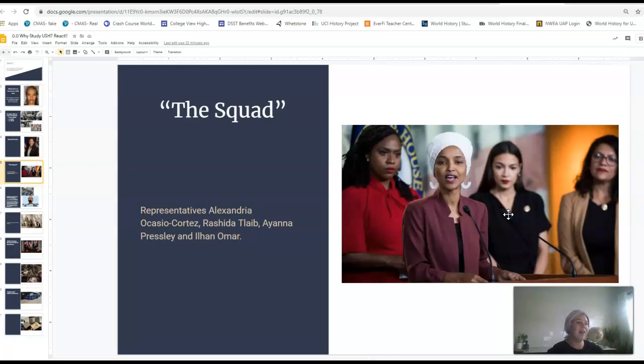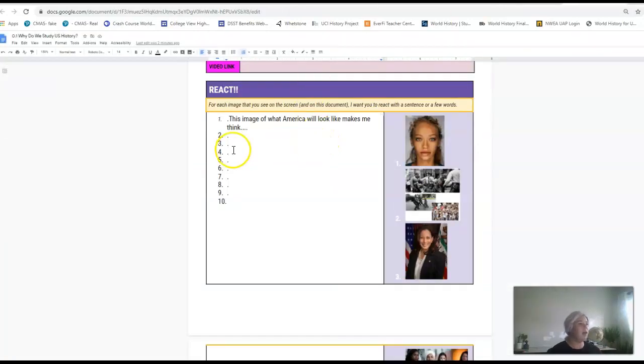We also have Rashida Tlaib, Ilhan Omar, and Ayanna Pressley, who are women of color as representatives. So why do we care? What is significant about this? So you're responding to the Squad here in number 4, the Squad.